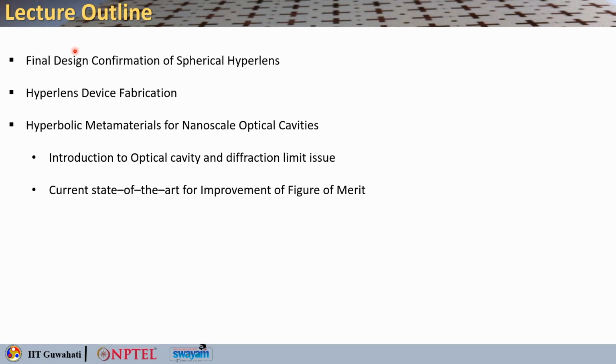So, here is the lecture outline. We will have the final design confirmation of the spherical hyperlens that we discussed in the previous lecture. Then we will discuss the fabrication methods of hyperlens devices, and then we will see how hyperbolic metamaterials can be used for nanoscale optical cavities. In doing that, we will first introduce the optical cavity and the issue of the diffraction limit there, and we will discuss the current state of the art for improvement of the figure of merit of these cavities.